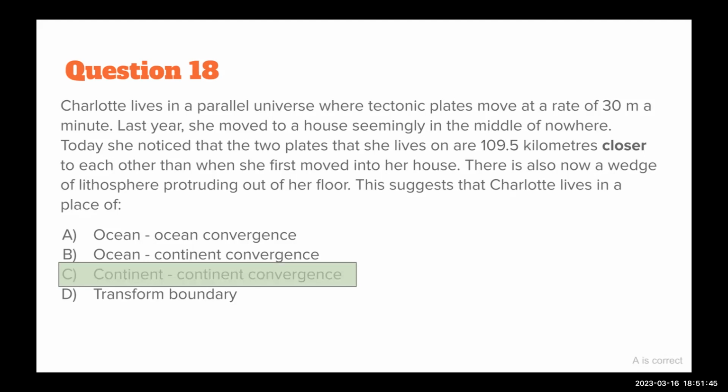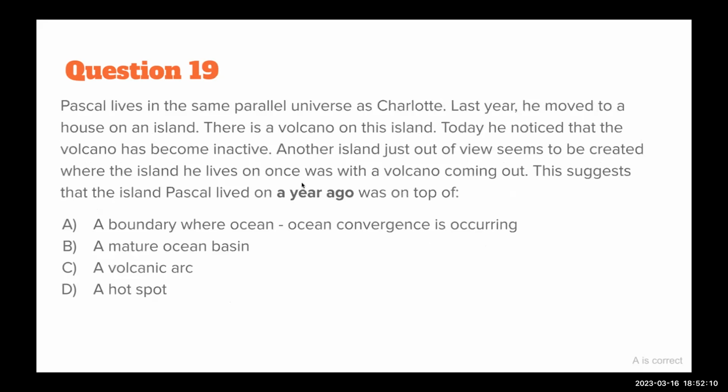Because it's orogeny, right? Maybe a little bit of mountain building going on. So this could probably say it's orogeny, or obduction, exactly. So if we put convergent, we know there's three types, and if it's orogeny or obduction, we know it has to be continental. Question 19: Pascal lived in the same parallel universe as Charlotte, so 30 meters a day.